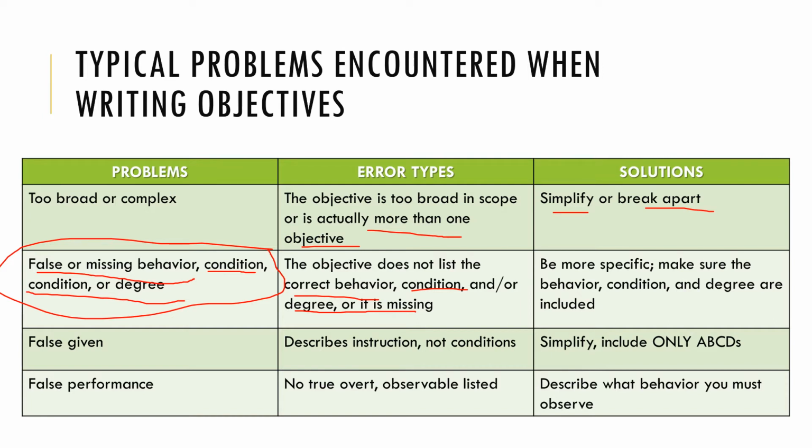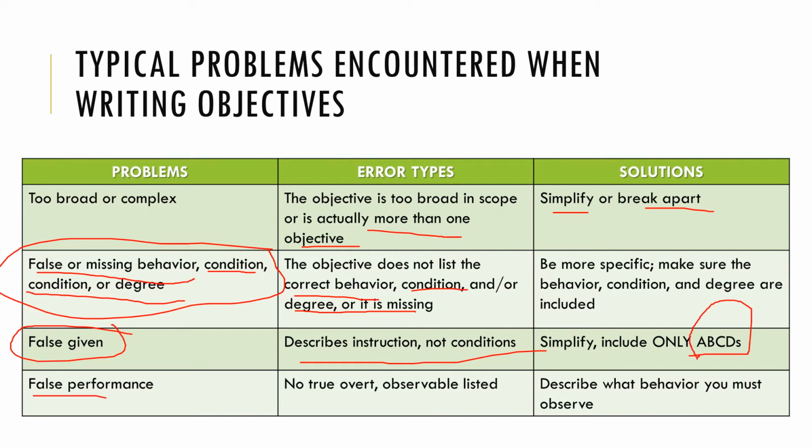Okay. Next is false given. So for false given, describes instruction, not conditions. Okay. So baka iba yung statement. Anyway, makikita naman yan. Okay. By the time you will be constructing it, I think meron tayong examples later. And then, of course, the solution for that is we have to simplify the statement, and then we have to include only the ABCDs. Now, we will know later kung ano yung ibig sabihin ng ABCDs.